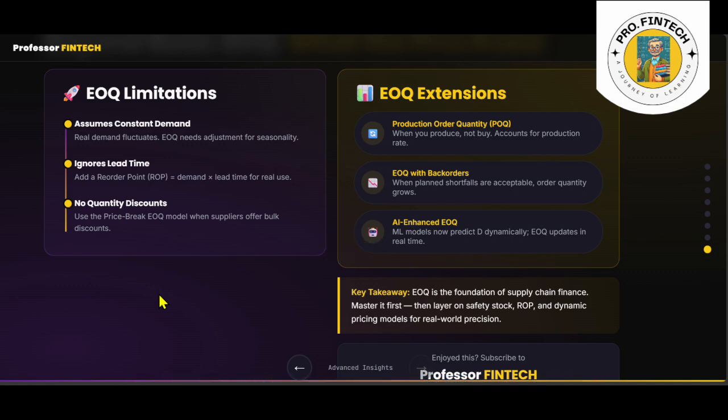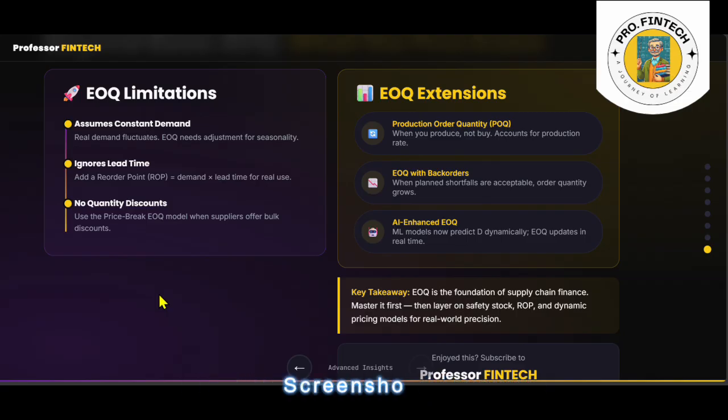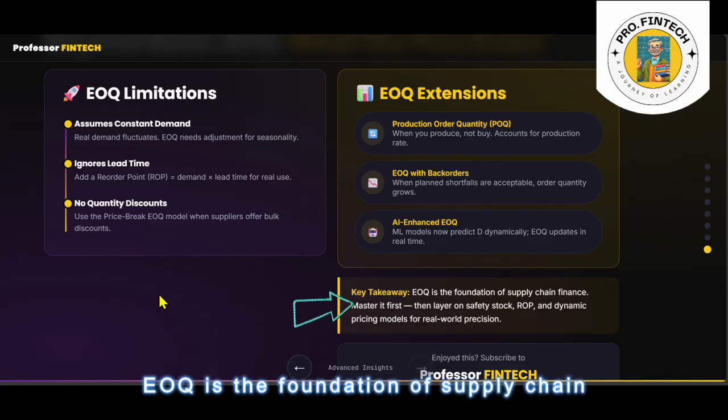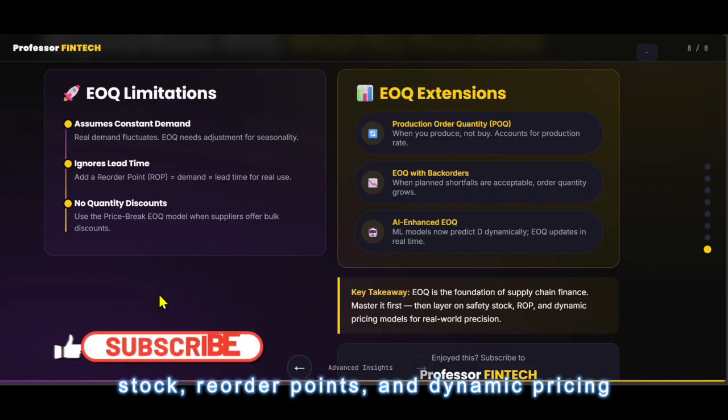If you are preparing for a finance or operations interview, that equal cost intersection point from the chart is a guaranteed favorite question. Screenshot it. Here's the one line takeaway. EOQ is the foundation of supply chain finance. Master this first, then layer on safety stock, reorder points, and dynamic pricing for real world precision.